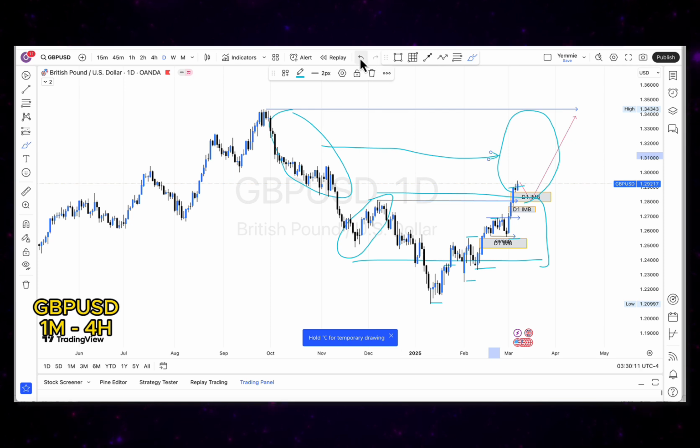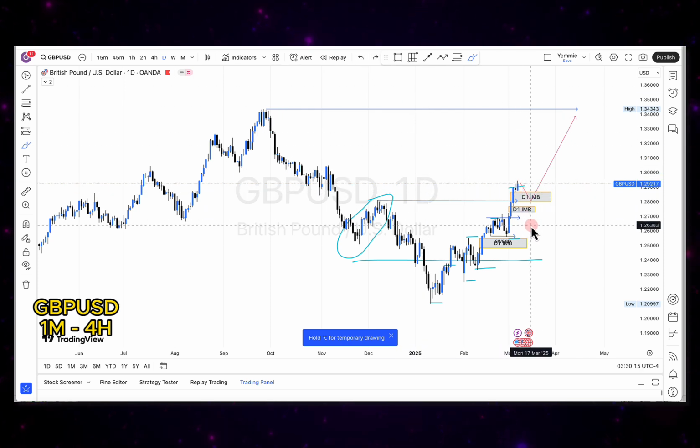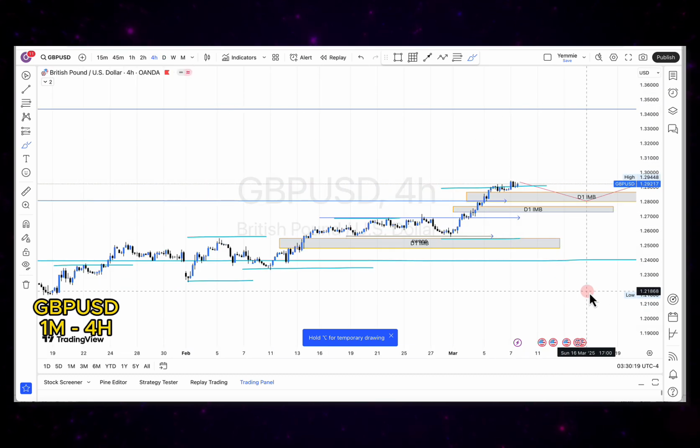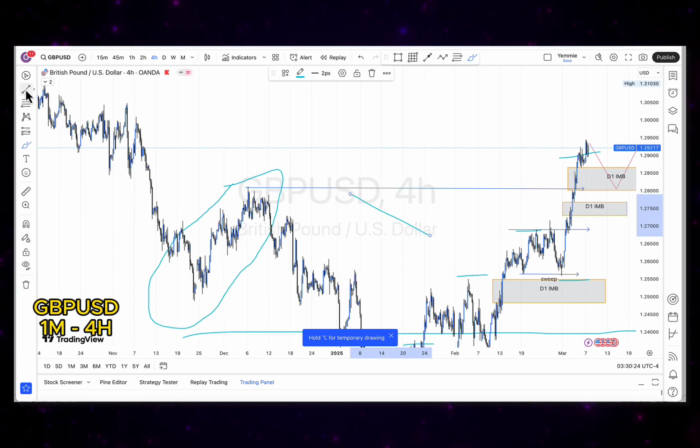So basically, this is what we're expecting in the market, expecting that to be a bearish momentum for retracement, then continuation of that bullish energy on the daily time frame, Great Britain pounds, US dollar. And let's check what we have on the 4-hour time frame. The energy is remaining the same on the 4-hour time frame.